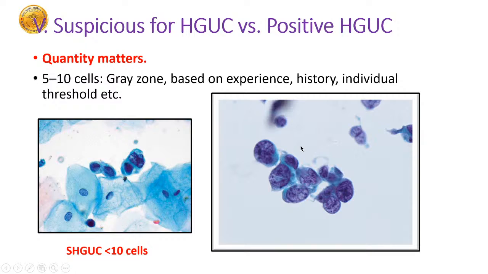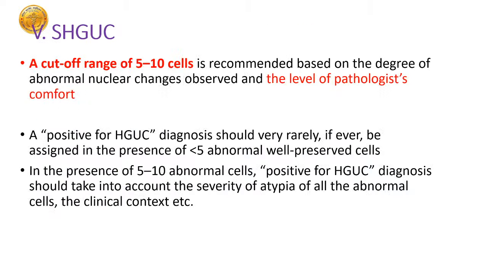But they have said that if you have only these less than 5 to 10 cells in a urine sample, please don't straight away say AGUC. Say it is suspicious for high-grade urothelial cancer. Please remember, quantity matters. Less than 10 cells of these kinds in a urine sample, please call it suspicious for high-grade urothelial cancer. A cutoff range of 5 to 10 cells is recommended based on the degree of abnormal nuclear changes and the level of pathologist comfort.